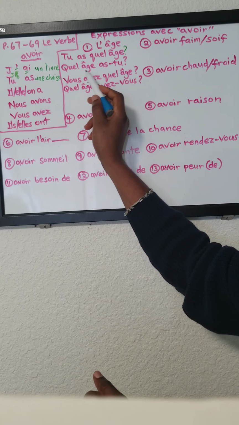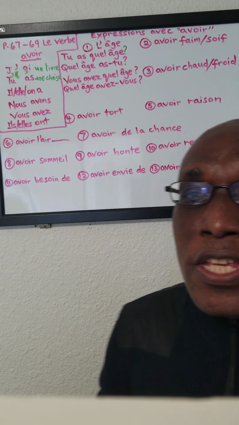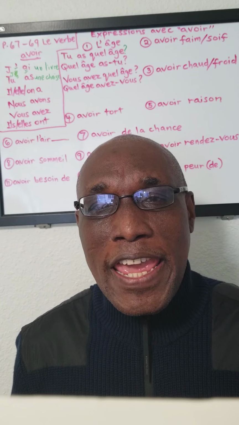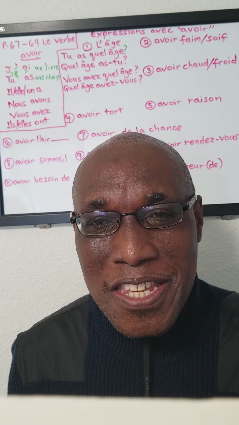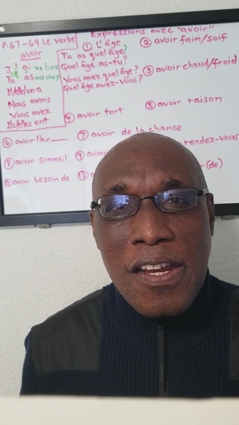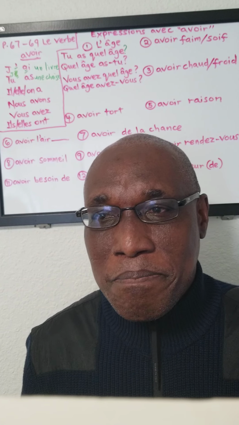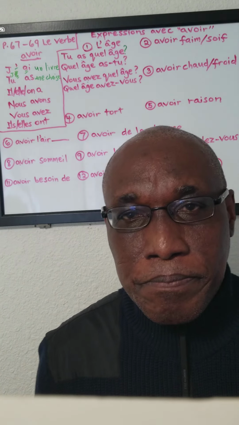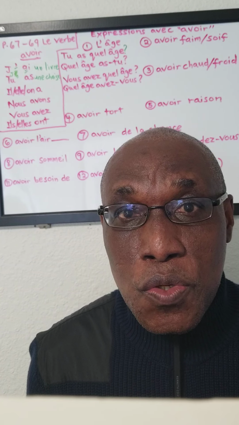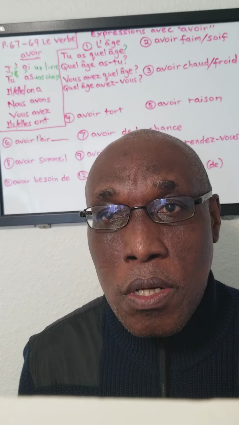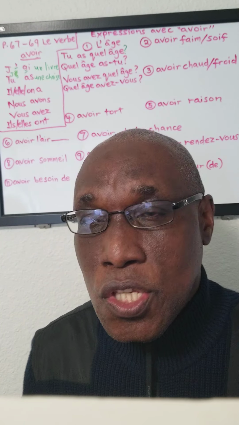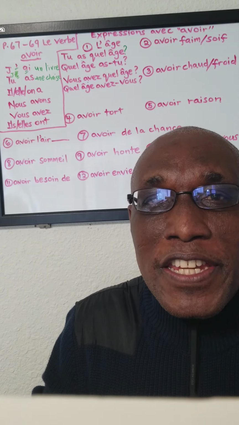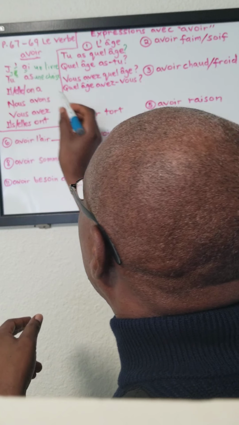Okay, tu as quel âge? Quel âge as-tu? What is your age? How old are you in English? What age have you in French? Have instead of are. Okay, but the standard English translation would be how old are you? And the response, because we've used the verb avoir, the response will use the verb avoir. So the response, I am, will be translated literally in French as I have. So you have your je here.